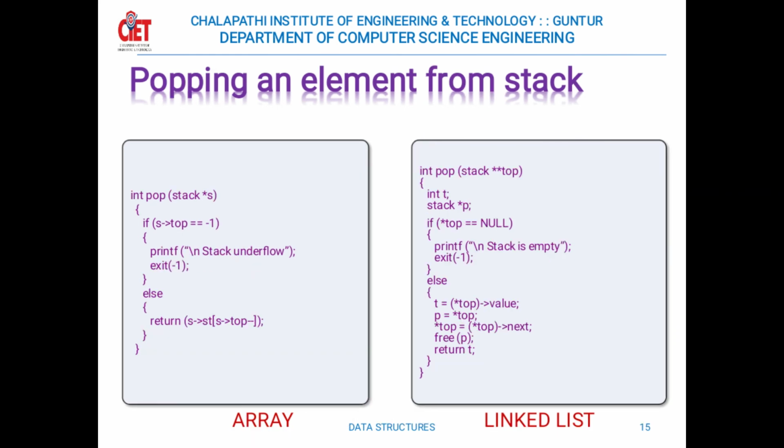Next, pop an element, that means a remove. In the array implementation, we simply decrease the top value by 1. Then it represents the next element in the stack. Whereas in linked list representation, we remove the last element of the linked list.